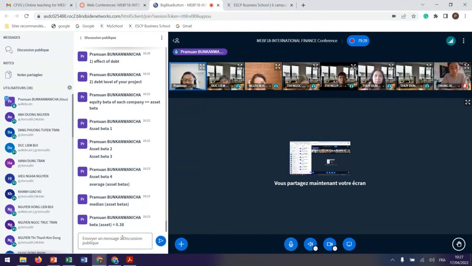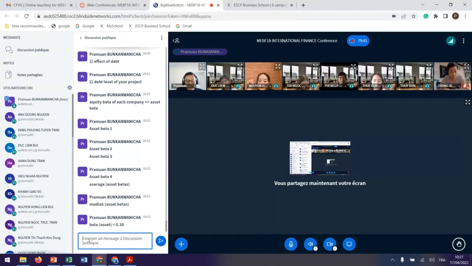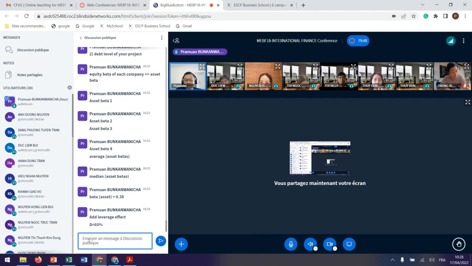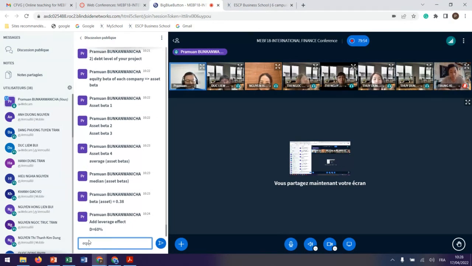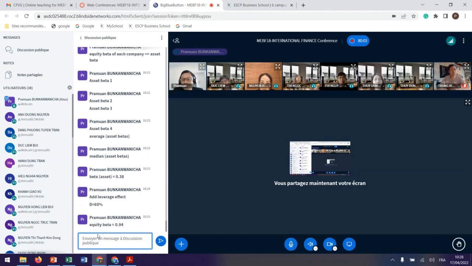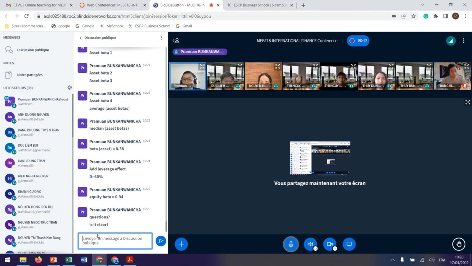So after you get the 0.38 asset beta, I add the leverage effects with the D of 60% back to my asset beta. And then I am going to have my equity beta of 0.94. Any questions? Is it clear? Is it clear to you guys?